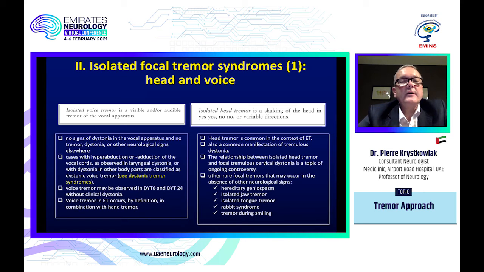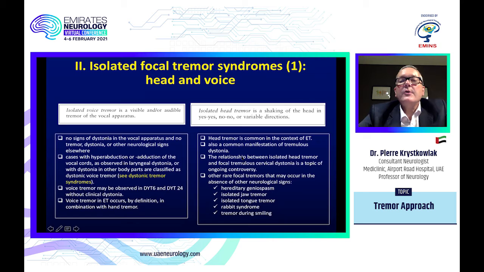For this part, we will see the section on dystonic tremor syndrome. Voice tremor can be observed in DYT6 and DYT24 without evidence of clinical dystonia, I mean abnormal posture. And voice tremor in essential tremor occurs by definition in combination with hand tremor.